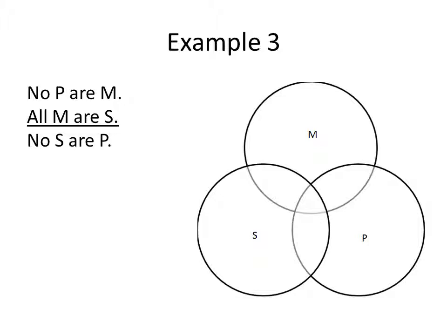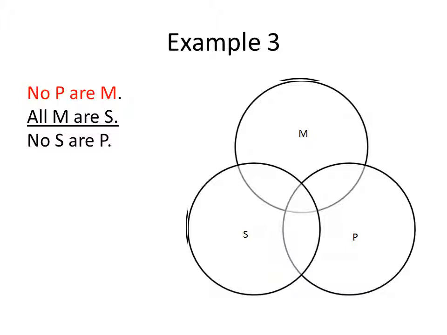So here's a third example. No P is M, all M is S, therefore no S is P. So how do we start this one? Well, again, because the premises are both universal, it doesn't matter which one we start with. So let's just start with the first one. No P is M. So what are we going to do here? Well, we're going to shade. So how are we going to shade? Well, think about it.